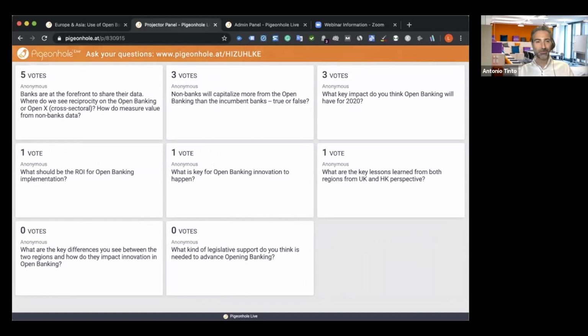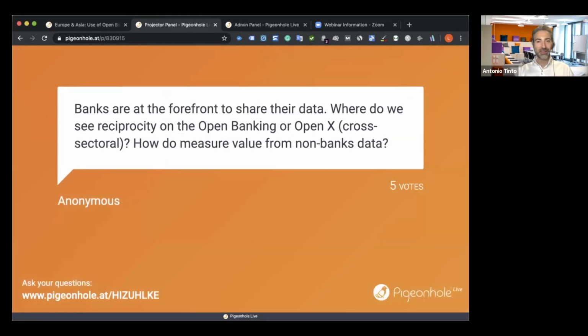Mary, would you be? It's a very interesting question related to data, not only in open banking but OpenX, where it says banks are at the forefront to share. Oh, here we go. We have a larger view now. So I was saying banks are at the forefront to share their data. Where do we see reciprocity on open banking or OpenX, basically cross sector, across industry? How do we measure value from non-banks data?